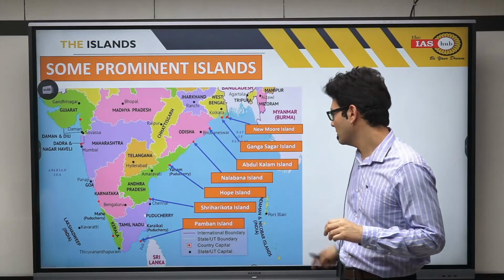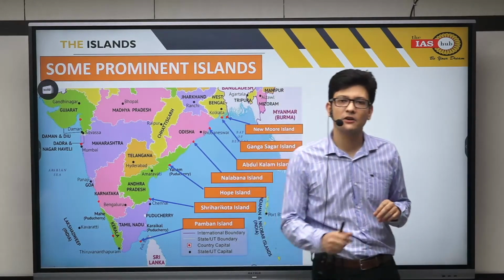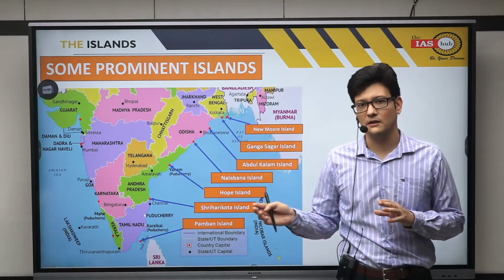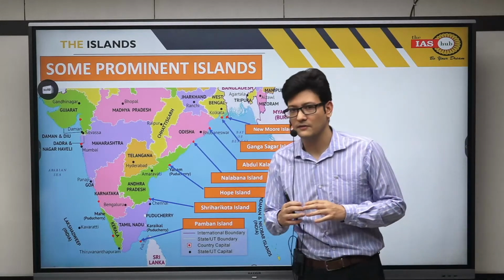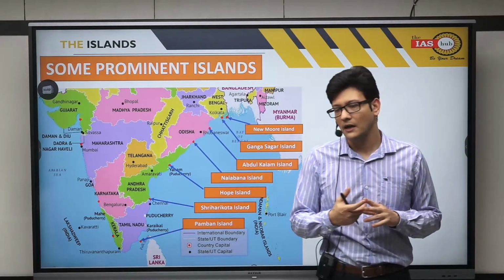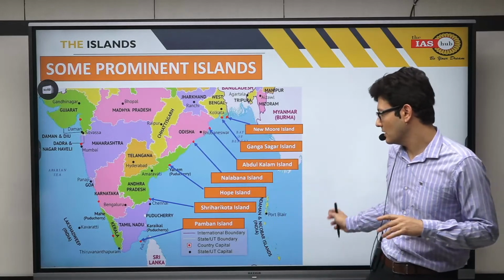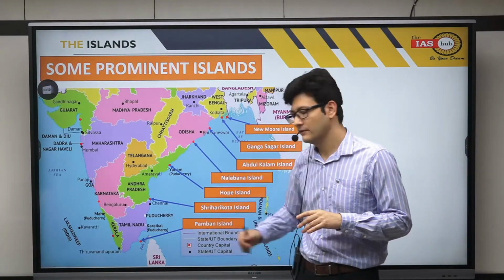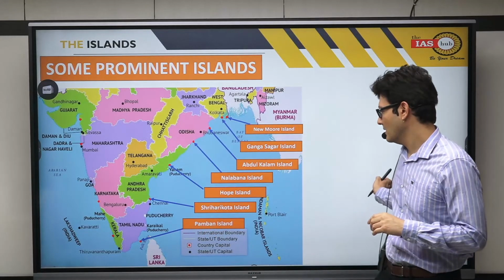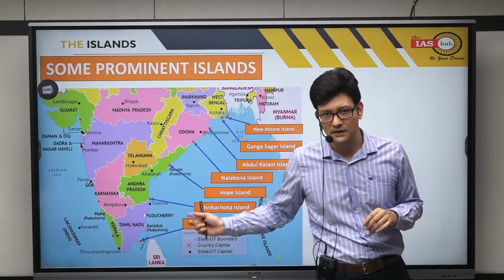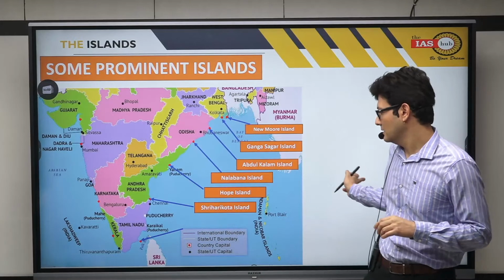Then, moving on to the south, we have Pamban Island. Pamban Island is a part of Adam's Bridge, which is between India and Sri Lanka, and it is one of the constituents of that bridge. It is found along the Coromandel coast of the Tamil Nadu region. Gulf of Mannar Wildlife Sanctuary is nearby.